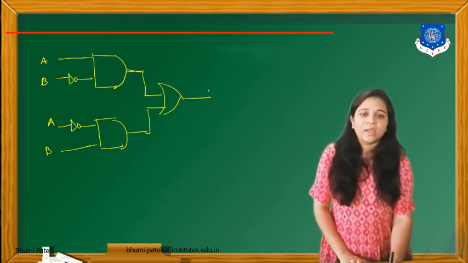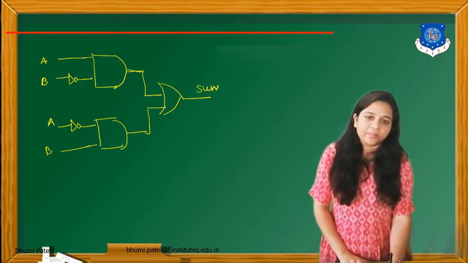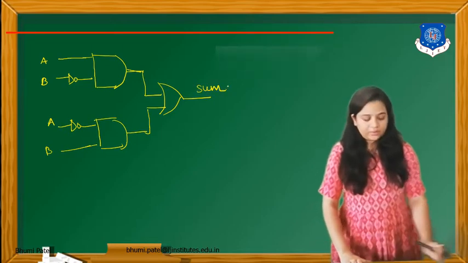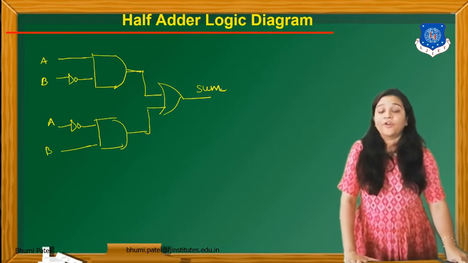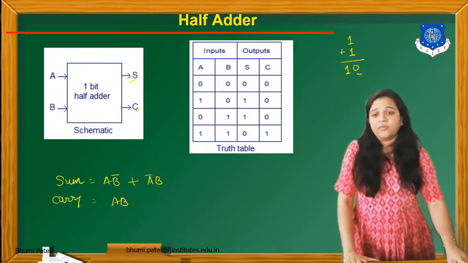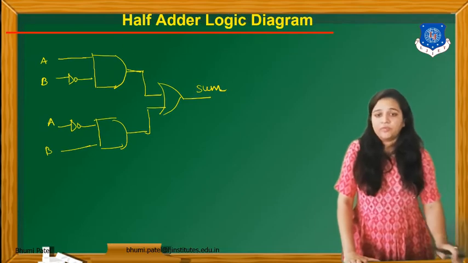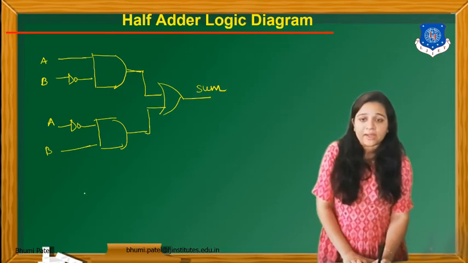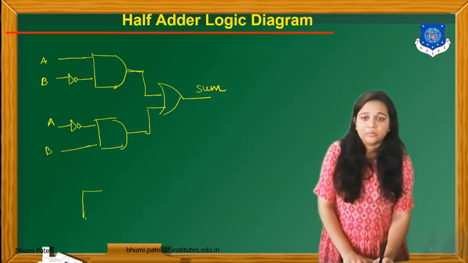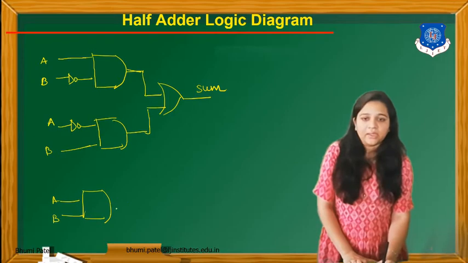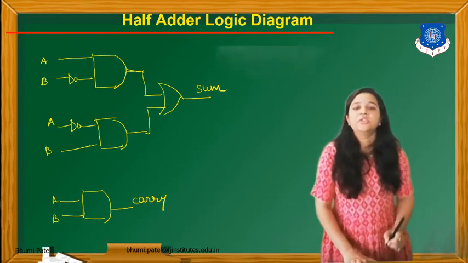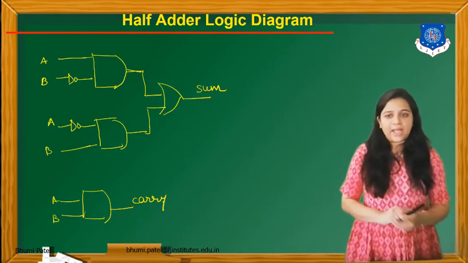And this is my output for the sum. Okay, same thing for the carry. The equation for the carry is equal to only A into B. So we can draw here A into B, that means an AND gate, and the inputs of the AND gate are A and B. And we can get the output carry. So this is the half adder logic diagram.